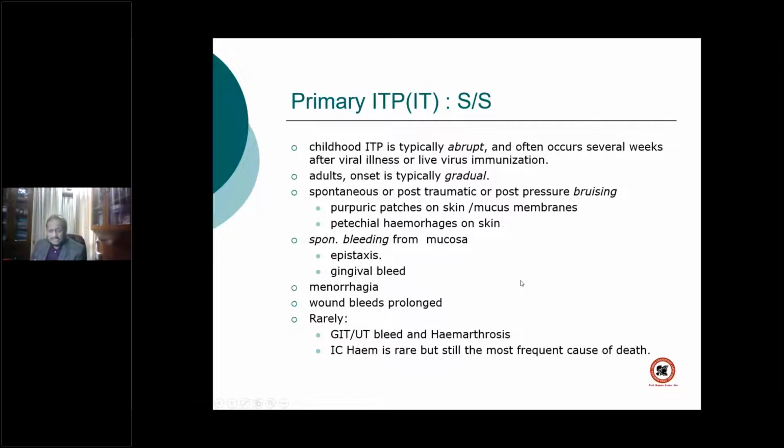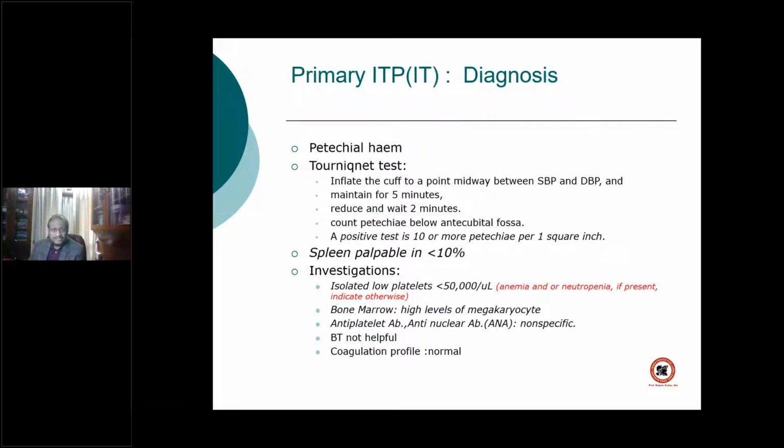And rarely these patients can present with either GIT bleed, urinary tract bleed, or even hemarthrosis, similar to hemolytic anemia, or intracranial hemorrhage, which is rare, but it is a primary cause of death in ITP, although it is rare, right? So how do you diagnose this condition?